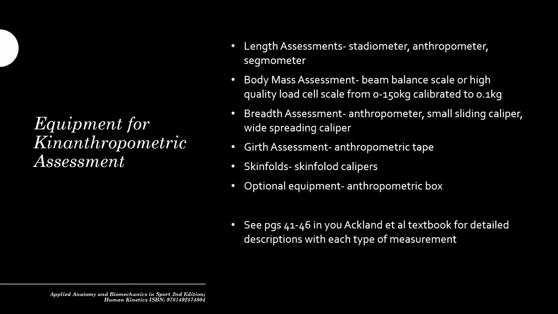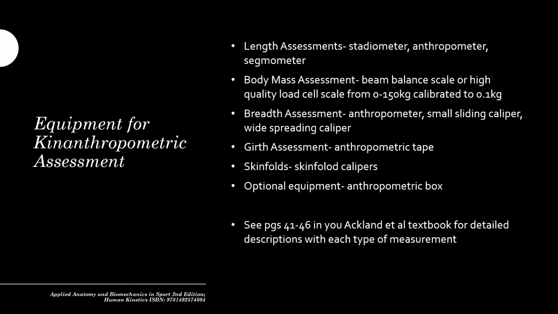For your body mass assessments, typically you'll use a beam balance scale or a very high quality load cell scale. Typically, you want it to be somewhere between 0 and 150 kilograms. That'll get you to around 300 pounds. If you systematically work with larger individuals, like maybe you have a football team, you may want to get a bigger scale. But for the most part, getting up to about 300 pounds is normal. And you want this to have about 1/10 of a kilogram percent error.